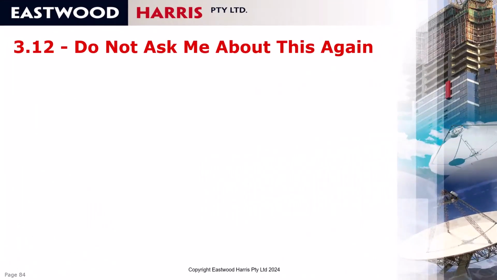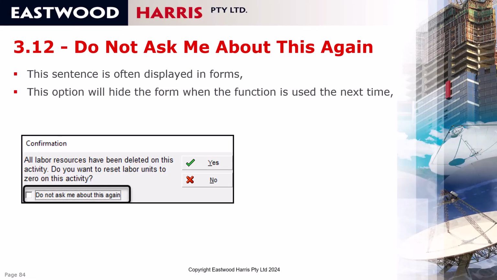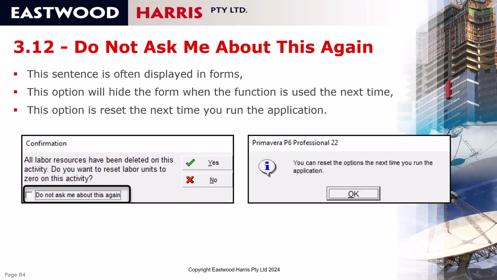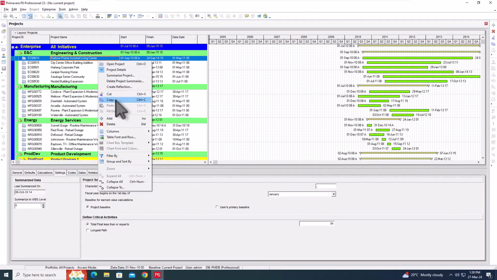Do not ask me about this again. This option is often displayed in forms, such as when you're copying and pasting a project. It will hide the form when the function is used next time, but you'll find that if you restart P6, it will allow you to see that form again next time you run that command, such as copying and pasting a project.